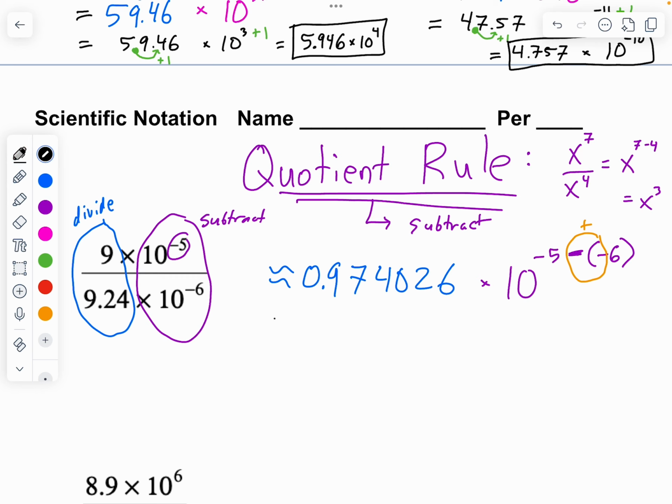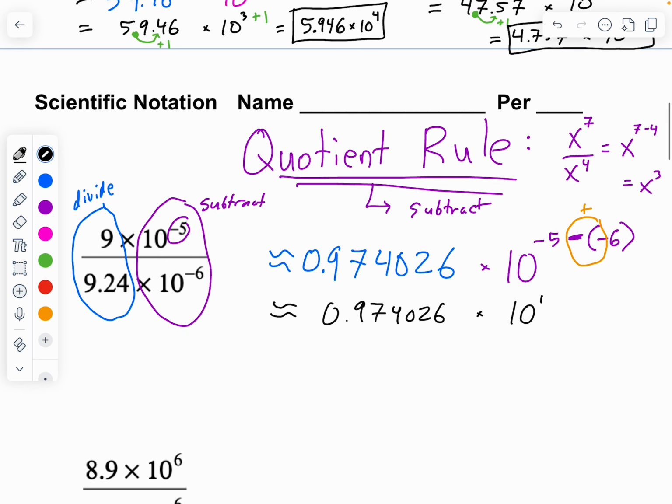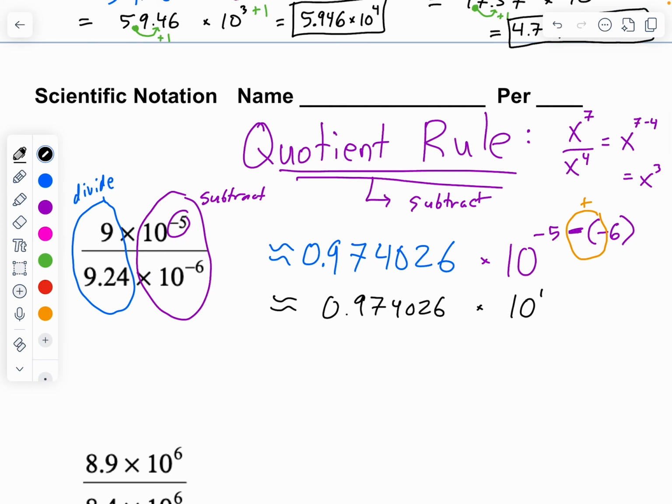Okay, so our next step is approximately... I'm going to write this down again. 974026 times 10 to the power of 1. This is a weirdo question, a rare one. We have 10 to the first power. What does that mean? Negative 5 plus 6 is 1. But what does that mean? That means you can leave your answer like this. Some people say for scientific notation, you have to leave your answer like this.